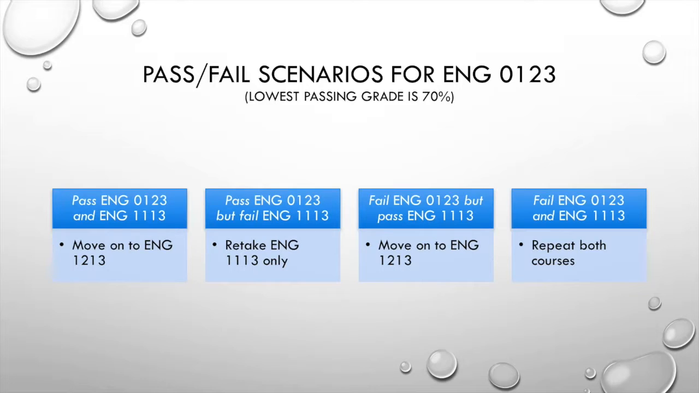At UCO, students take English 0123 as a pass-fail course, where passing is earning 70% of the class points. If students pass English 0123 and English 1113, they can move on to English 1213, the second required English composition course. If they pass English 0123, but not English 1113, then they only retake English 1113. If students fail 0123, but pass English 1113, then they still move on to English 1213 because they passed the credit-bearing prerequisite for English 1213. And finally, if the student does not pass either course, they repeat both.